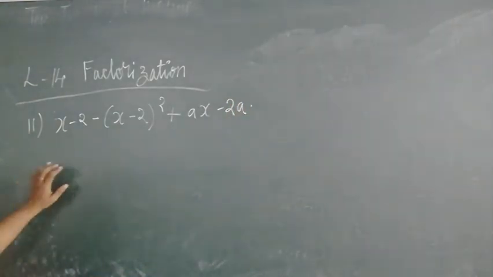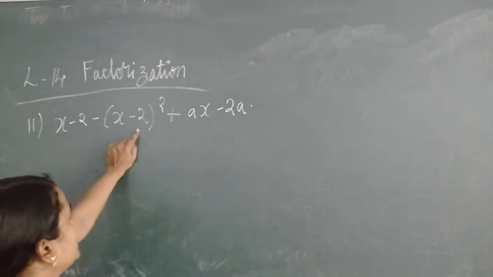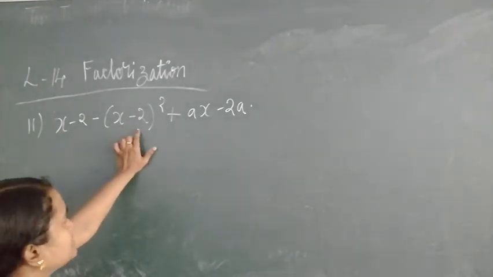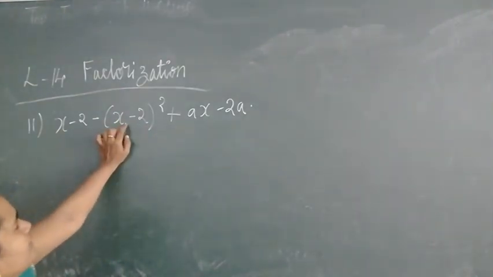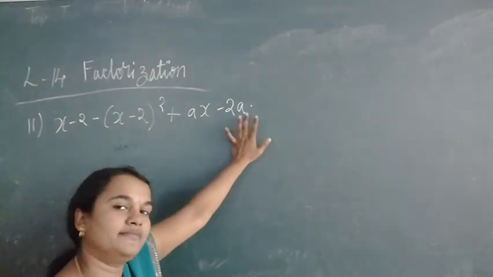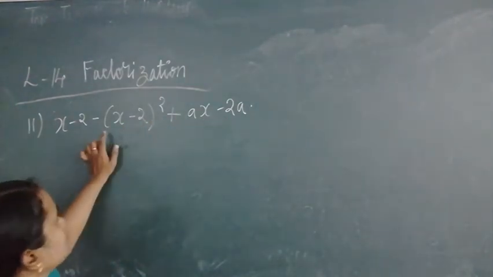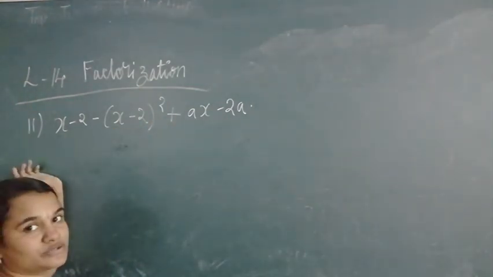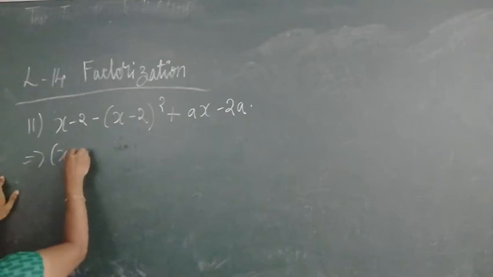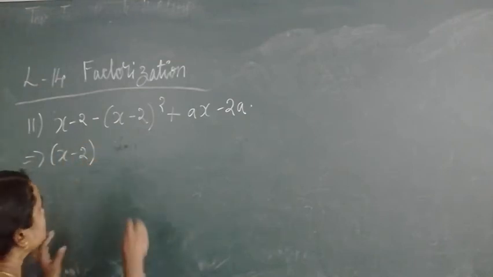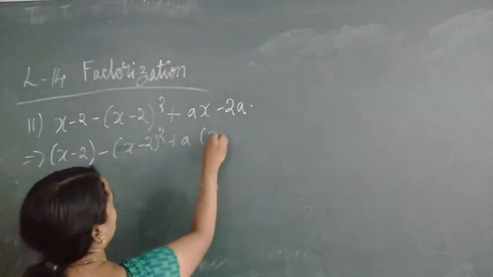Okay, so here children, how will we solve this question? Here we got x minus 2 minus x minus 2 whole square. Here both x minus 2 we can take common, but here it is not possible. To make it the same, what will we do? You can see A is the common one. We will take A as common, and when we take the common A, x minus 2 we will get. Here also x minus 2, then we will take x minus 2 as common. Okay, so x minus 2, put it in the bracket, then x minus 2 whole square plus, take A as the common, so x minus 2.